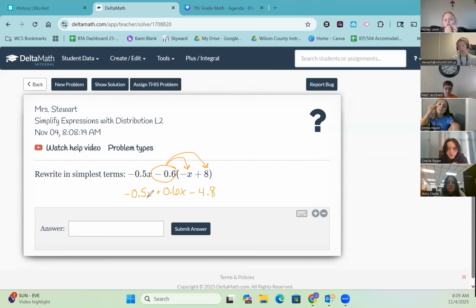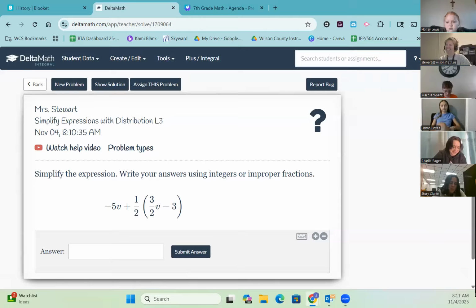Okay, all right. Then from here we have negative half x plus 0.6x, which is going to give me positive 0.1x, negative 0.5 plus 0.6 gives me positive 0.1, because again, opposite signs, so we subtract them and we keep the sign of the larger absolute value. And then there's no like terms to our 4.8, so it just stays negative 4.8. All right. Again, just use your calculator, guys. Okay, not a big deal.